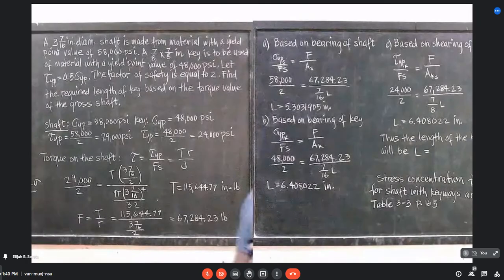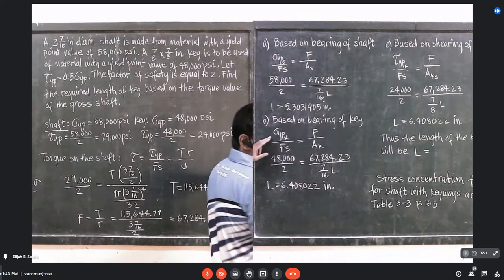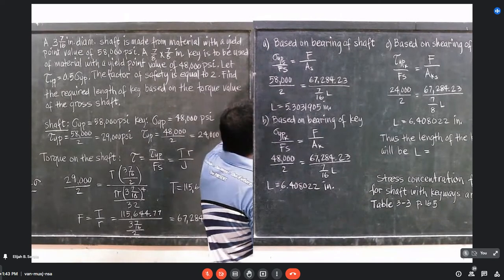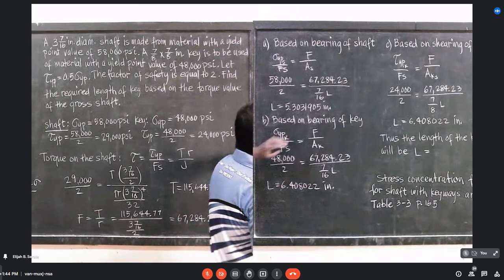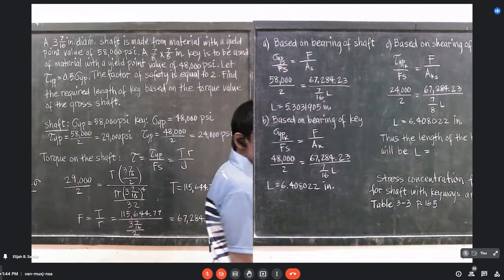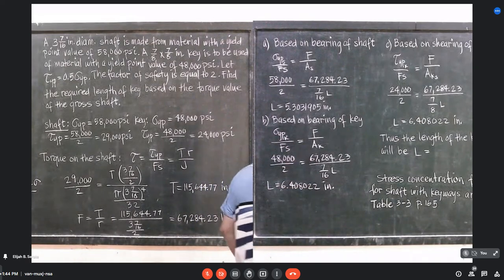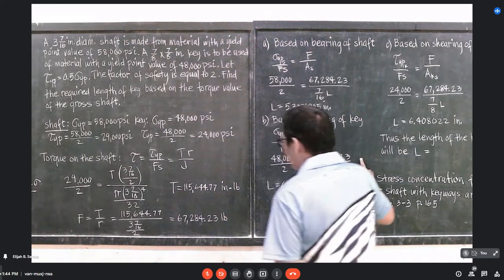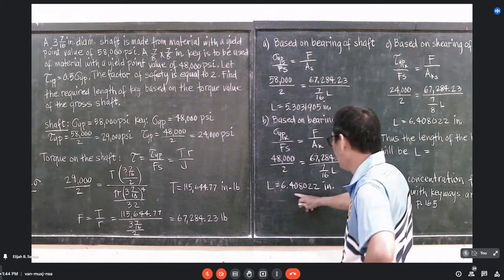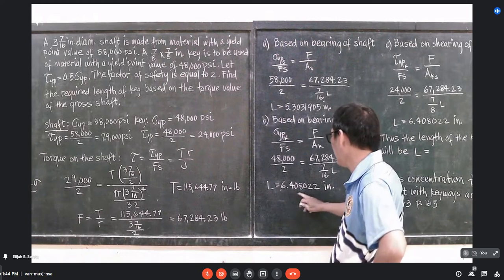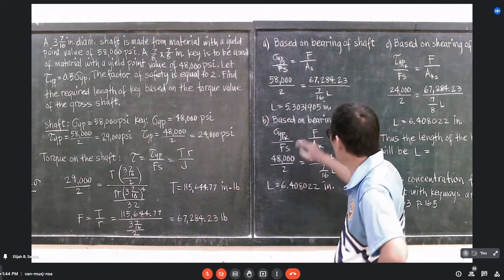So, based on the bearing of the key, yield point now of the key. The first one is shaft. So this now is on the key. So yield point of the key over 2, force over stress area of the key. Again, the same stress area as the shaft, 716L, and then our force here is 67,284.23. So our length of the key is 6.408022, based on our computation of the length, based on the bearing of the key.